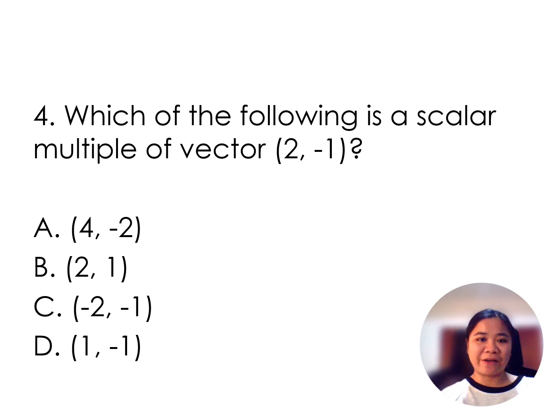Okay, so finalize your answer. The answer is letter A. So how do we get 4 and negative 2? It simply means the scalar multiple of vector 2 and negative 1. We multiply the whole elements by 2. So 2 times 2 is 4, and 2 times negative 1 is negative 2. Okay, did you get it?